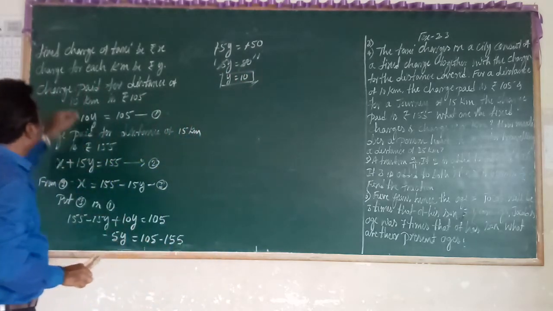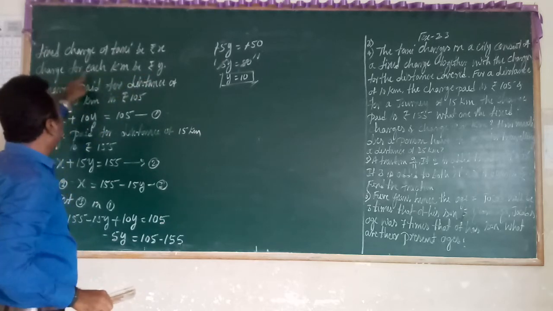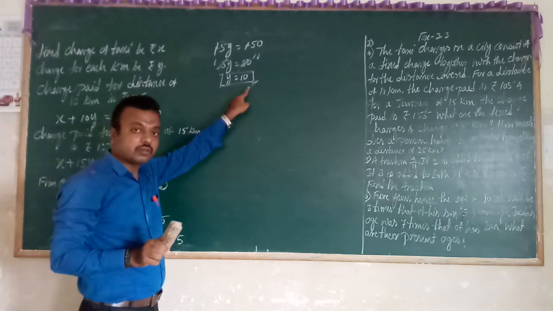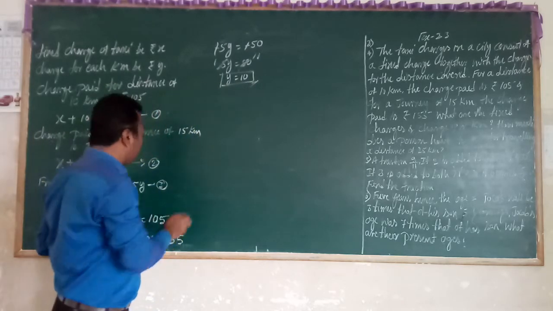So what is the value of y? 10. So y is indicated as the charge for each kilometer. So if you travel 1 kilometer, you have to pay 10 rupees. Then the fixed charge. Let us find out the equation.